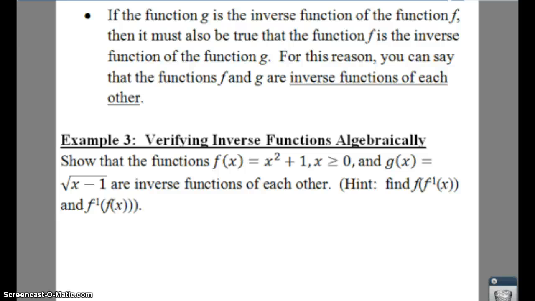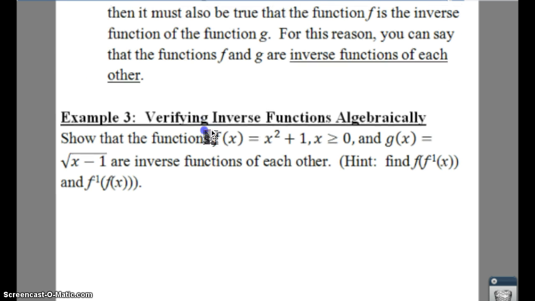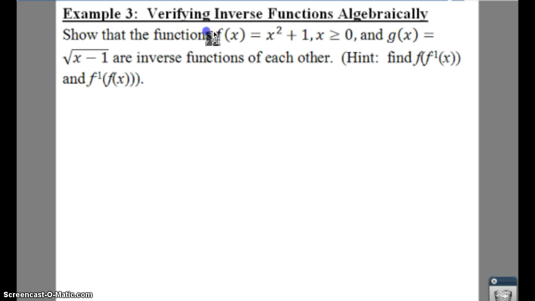Great question, Stephen. If a function g is the inverse function of f, then it must also be true that the function f is the inverse function of g. Makes sense. Functions are inverses of each other. So for example 3 here, we have to show that these two functions are inverses of one another.